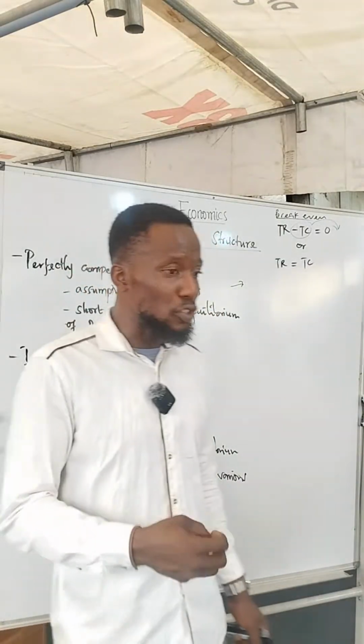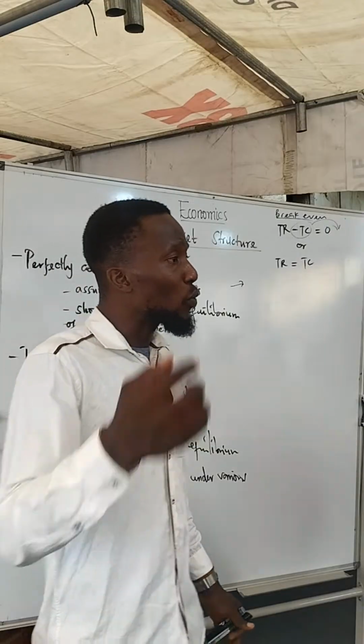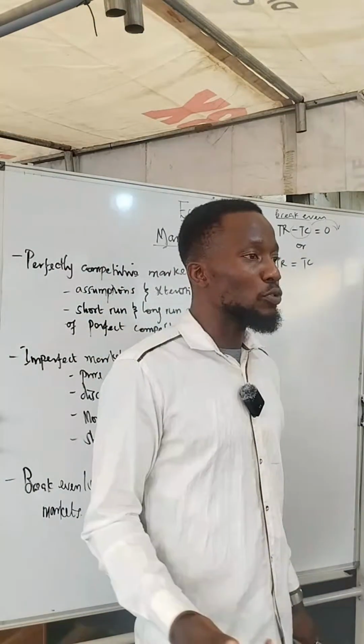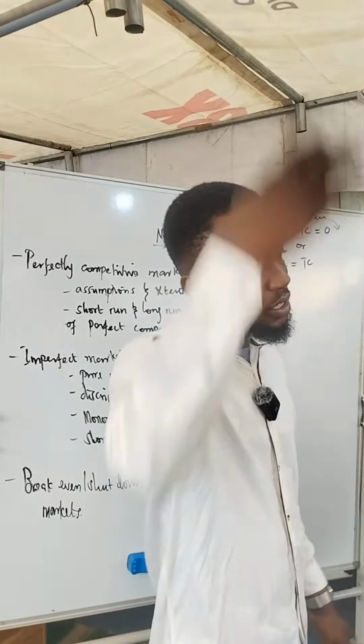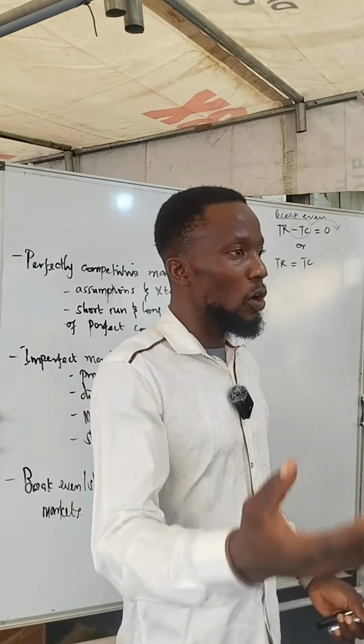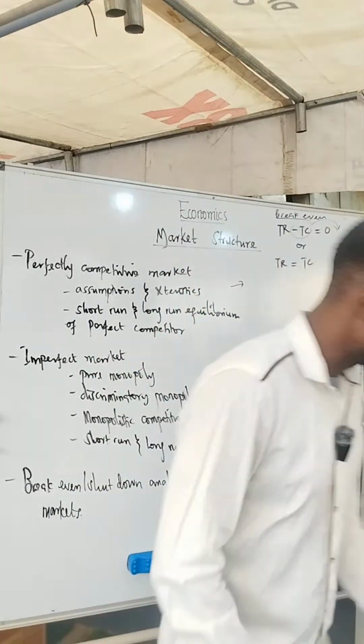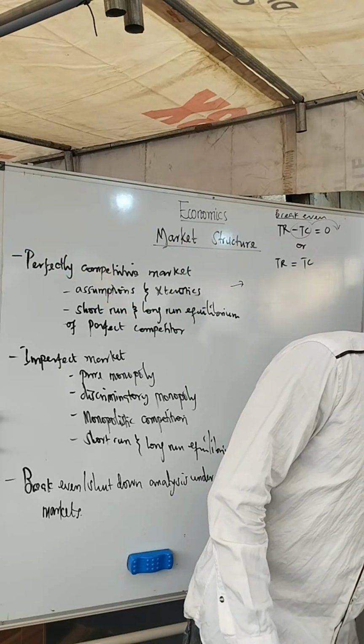When demand is higher than supply, what happens to price? Price will go up. But when demand is lower than supply, what happens to price? Price will come down, because there is too much supply. The producer wants to sell, and the demand is not as much as the supply, so price will have to come down. Are you with me?